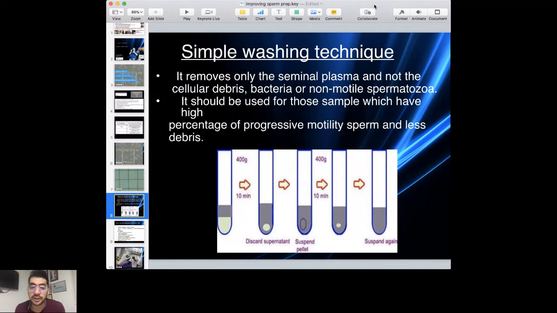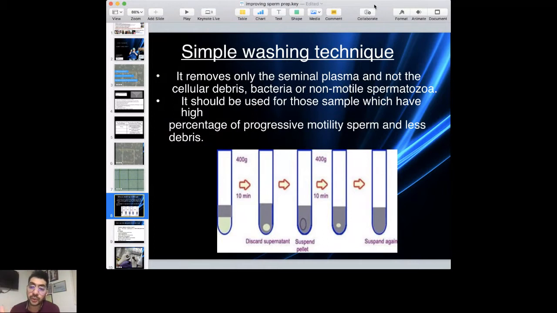is sufficient. So once you centrifuge this, everything which is present inside the semen sample gets concentrated at the bottom of the test tube. You want to remove all the supernatant and only leave that pellet behind. Once you have that pellet, you just add 0.3 ml of fresh media into that pellet and mix it well. And this kind of technique should only be used for ICSI, right?